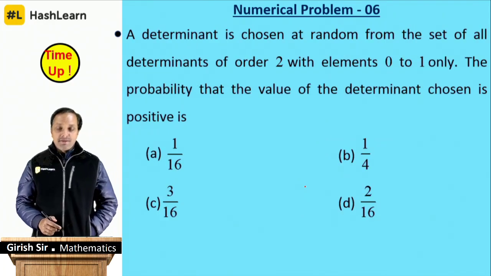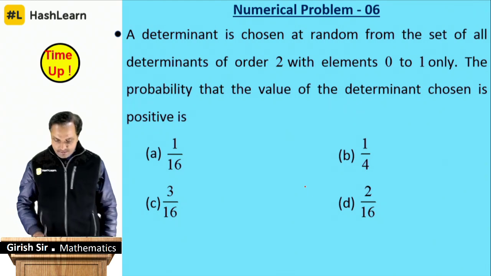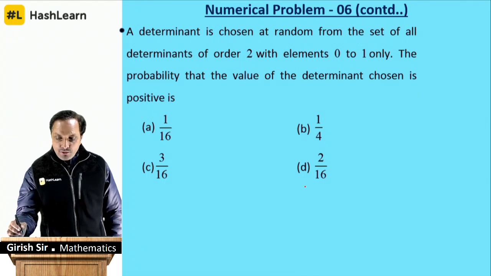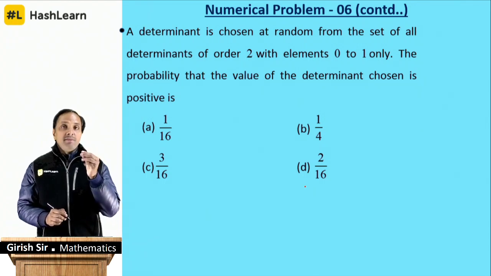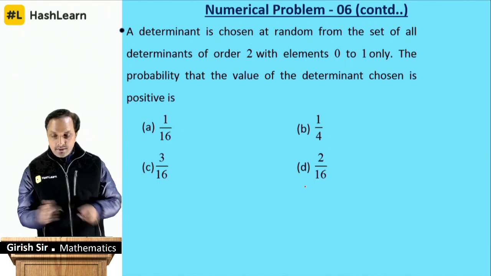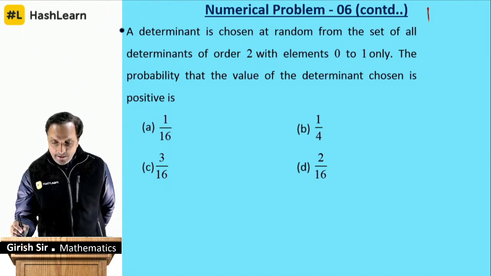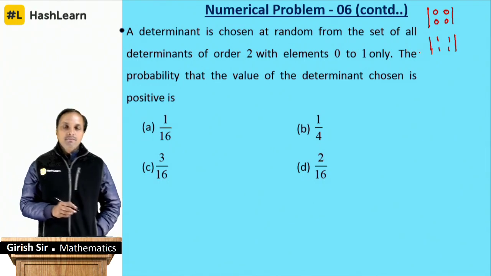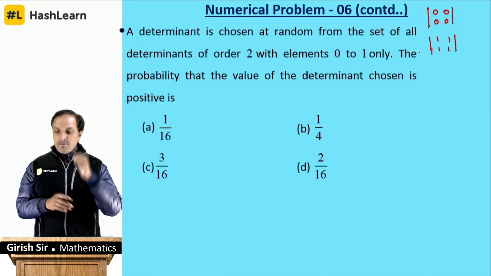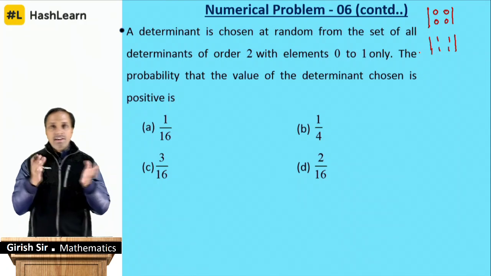I'll make use of this space. See here, I will write one by one. I need to make a determinant of order 2, which means you will have 2 rows and 2 columns, and you need to use 0 and 1. If I use 0 everywhere, this is 1. If I use 1 everywhere, I'm writing all the possibilities first. So I'm using 4 zeros, 1 determinant, and 4 ones, 1 determinant.